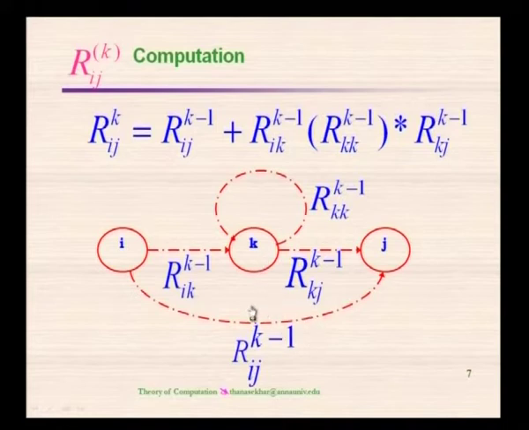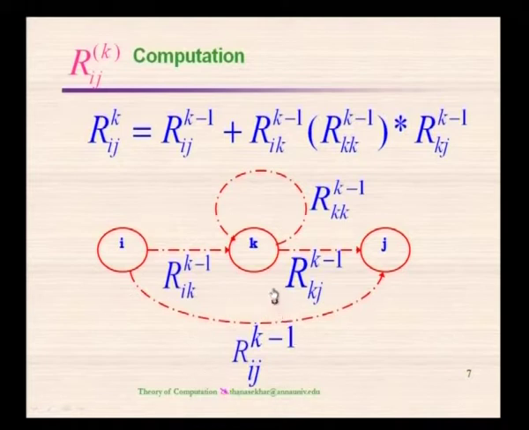So, how do you describe that regular expression? It is going to be i to j with at most k minus 1 as the maximal numbered intermediate state. The pattern is described by r i j superscript k minus 1. That is one component of the regular expression.